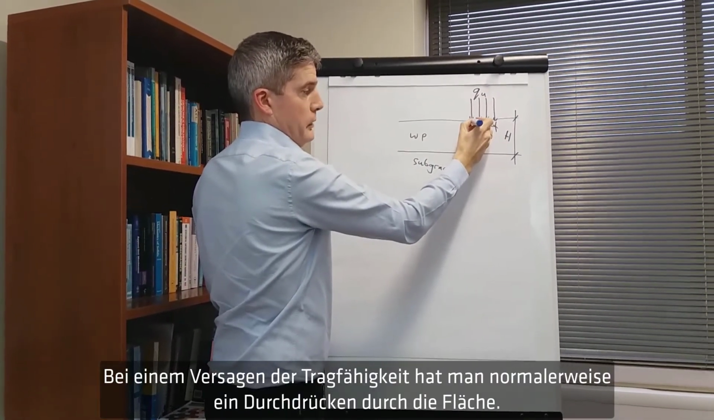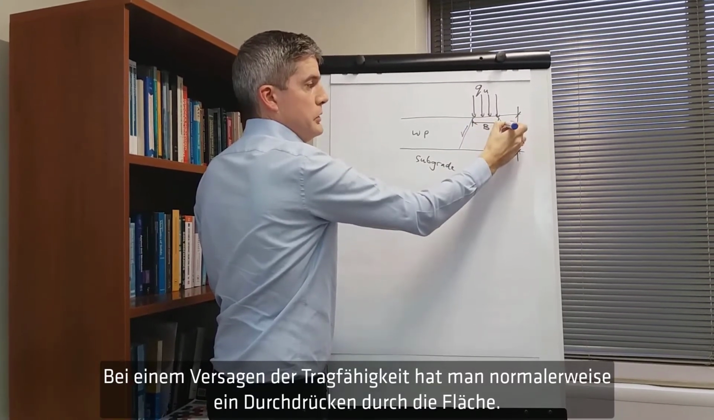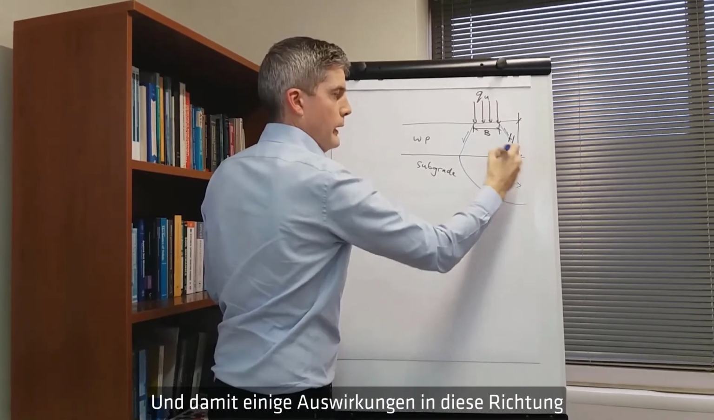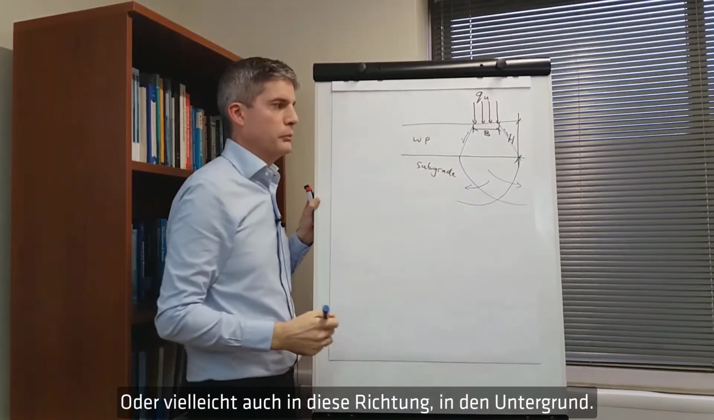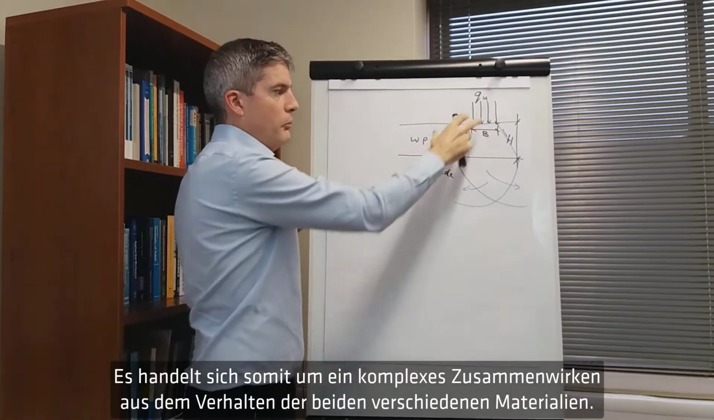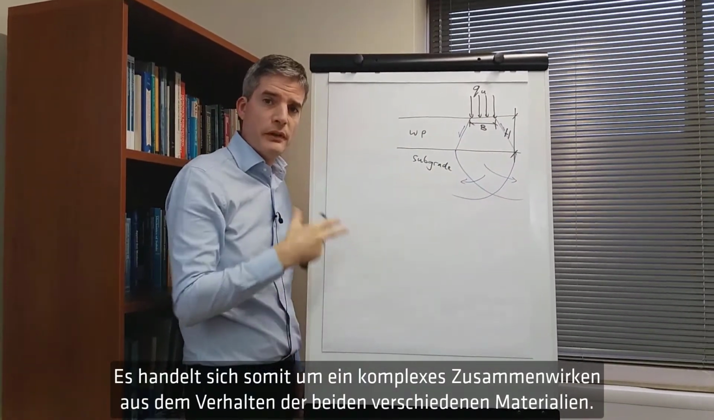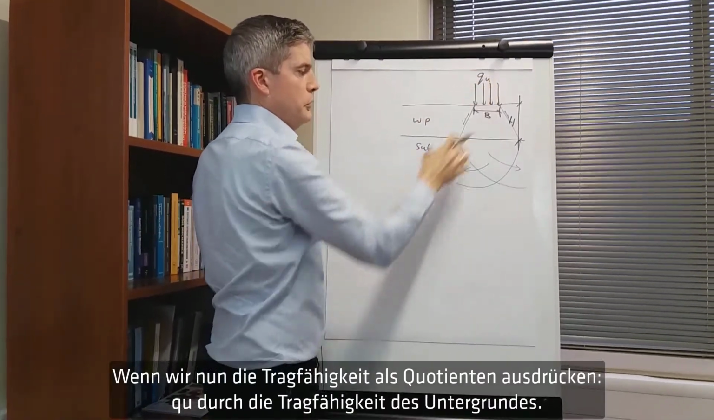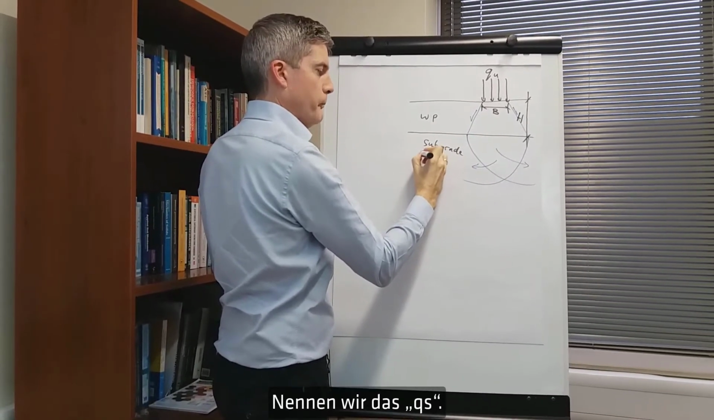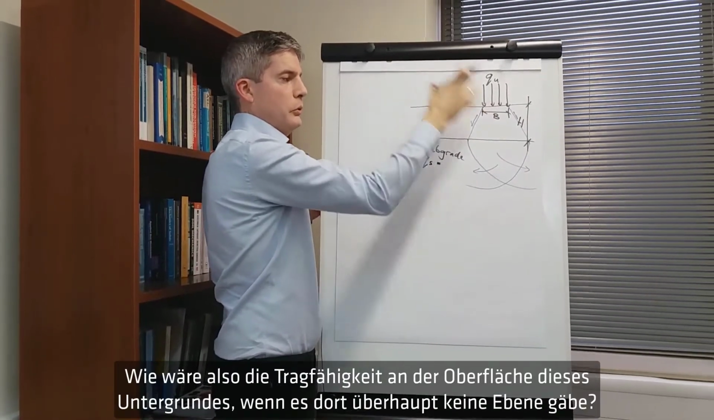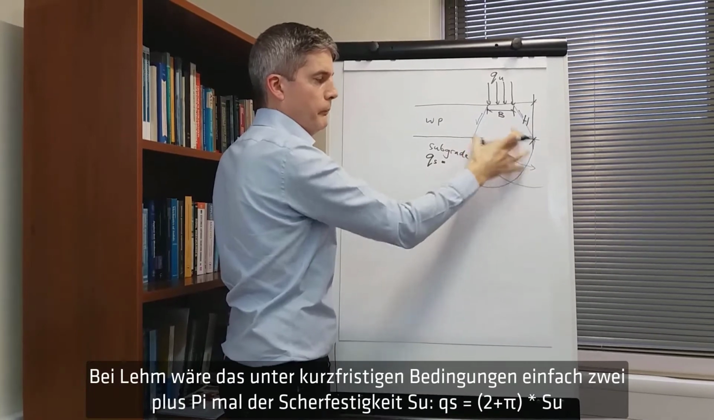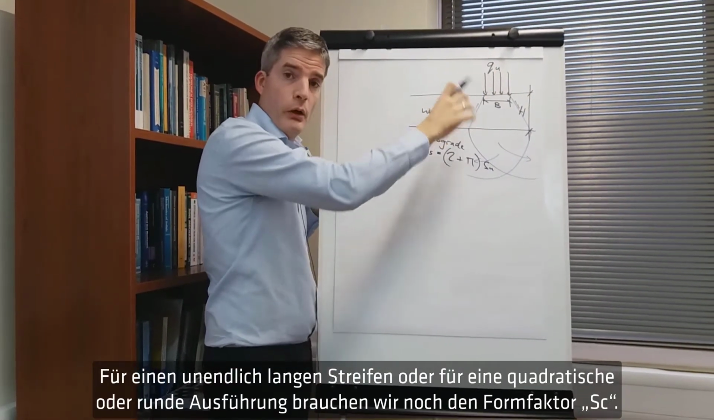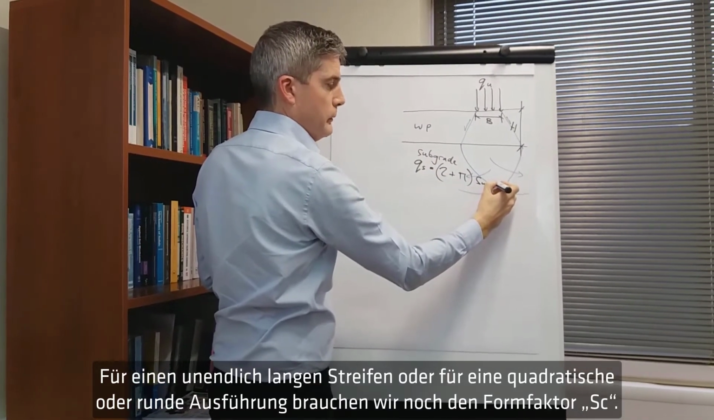At bearing capacity failure you will usually have punching shear through the platform and then some bearing capacity mechanism that way, or it may go the other way in the subgrade. Now it's a complex interaction between the behavior of the two different materials. That's why some design methods can become rather complicated. But we express the bearing capacity as a ratio, QU over the bearing capacity of the subgrade, QS, so if there was no platform at all, what would be the surface bearing capacity of that subgrade? For a clay, in short-term conditions, that would simply be 2 plus pi times the shear strength SU. For an infinitely long strip, or for a square or circular one, we would need the shape factor SC.